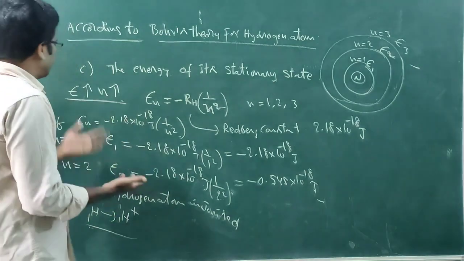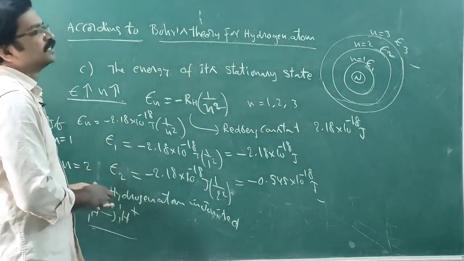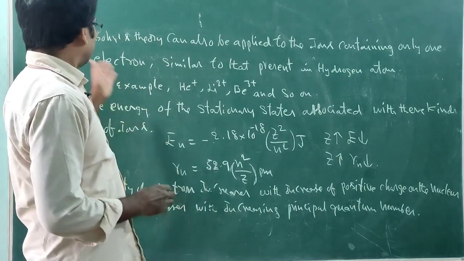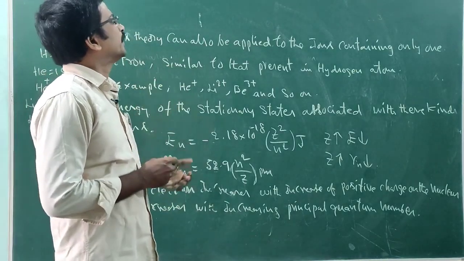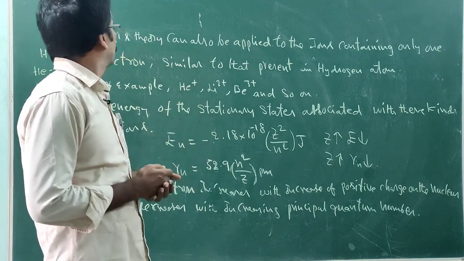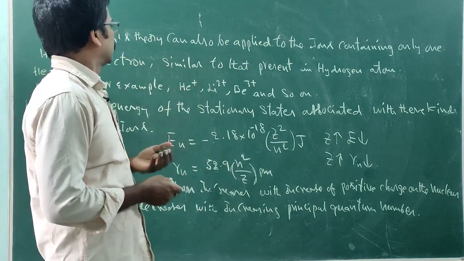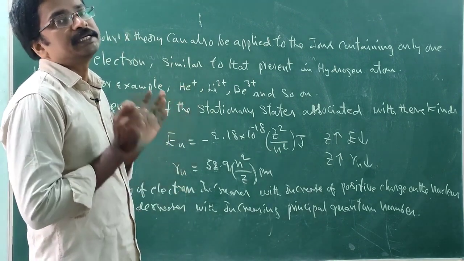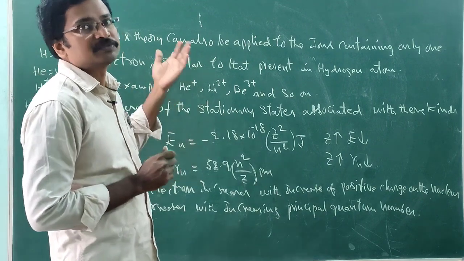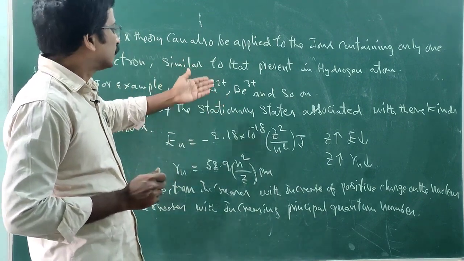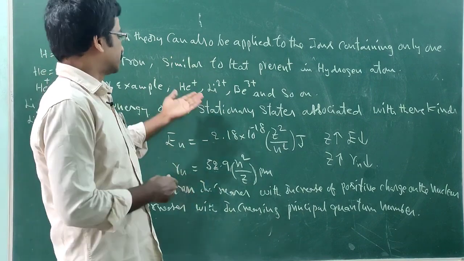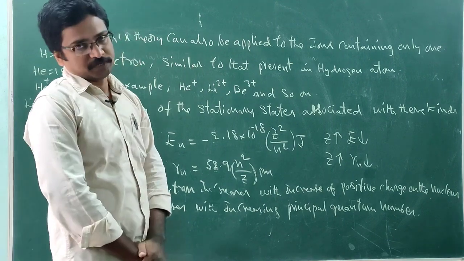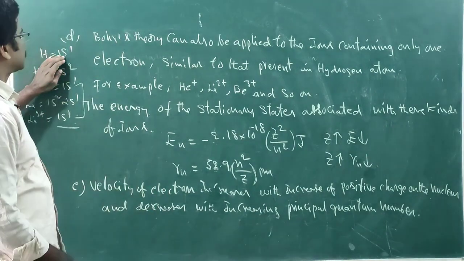Next we look into point D, what they said for different species. Bohr theory can also be applied to ions containing only one electron, similar to the hydrogen atom. You can apply this to one-electron species like helium plus, lithium 2 plus, beryllium 3 plus, and so on.